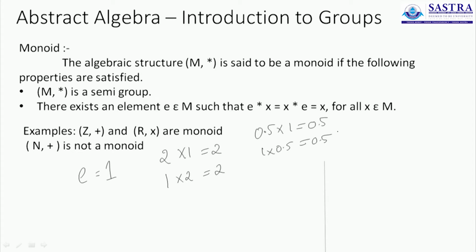So, we saw what an algebraic system is, we saw the semi group which was an improvement on the algebraic system, and now the monoid which is again another improvement on the semi group. And one example of an algebraic system that is not a monoid is the set of all natural numbers under addition.